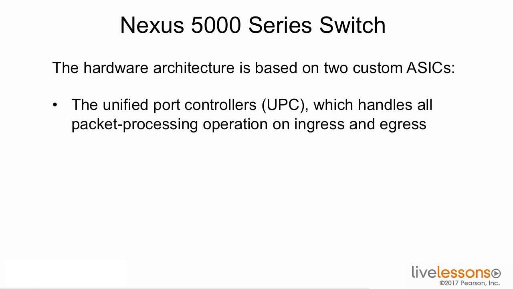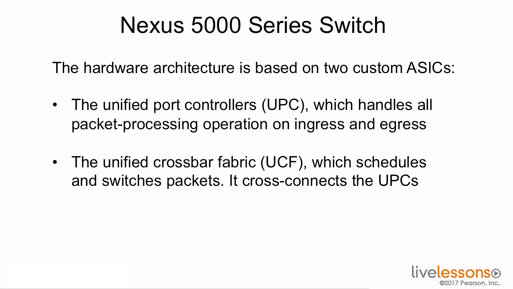The UPC ASIC manages all the packet processing operations on ingress and egress interfaces. The UPCs provide distributed packet forwarding capabilities. Four switch ports are managed by each UPC, and a single UCF ASIC interconnects all of the UPCs. The UCF schedules and switches packets from the ingress to the egress UPCs and is simply known as the fabric. All port-to-port traffic passes through the unified crossbar fabric.